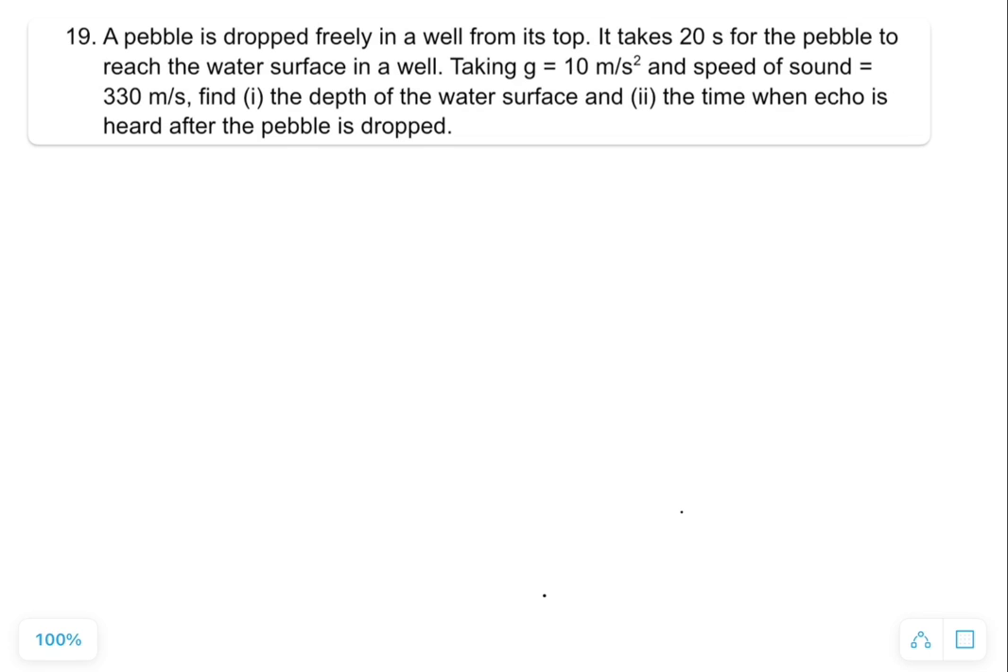A pebble is dropped freely in a well from its top. It takes 20 seconds for the pebble to reach the water surface in a well. Taking g equal to 10 meters per second square and speed of sound equal to 330 meters per second, find the depth of the water surface and the time when echo is heard after the pebble is dropped.